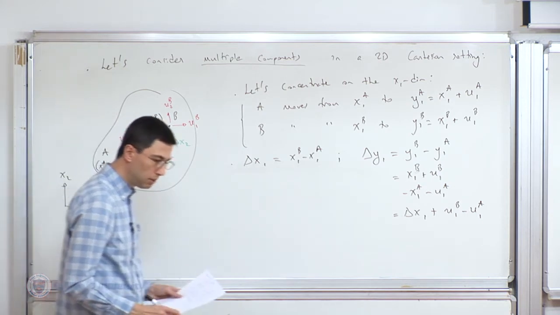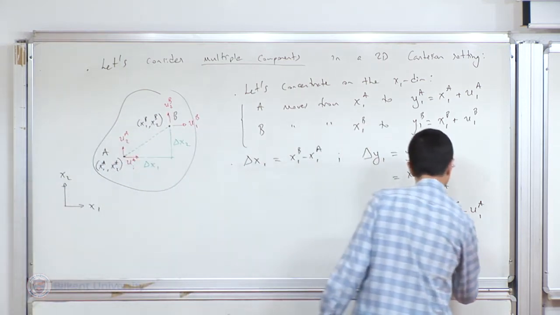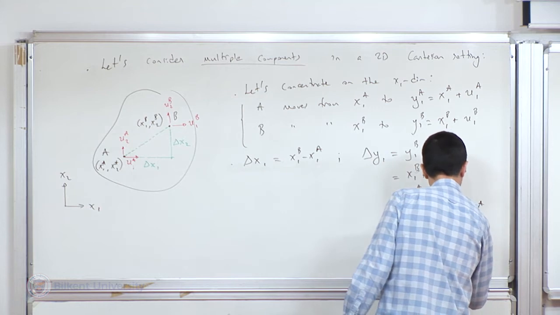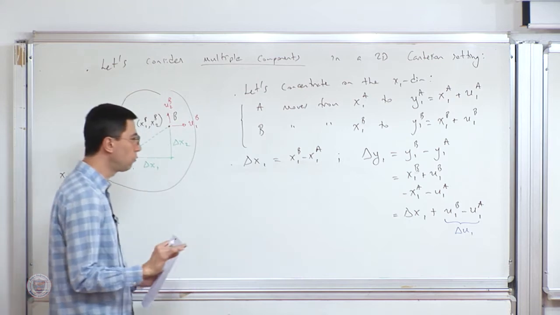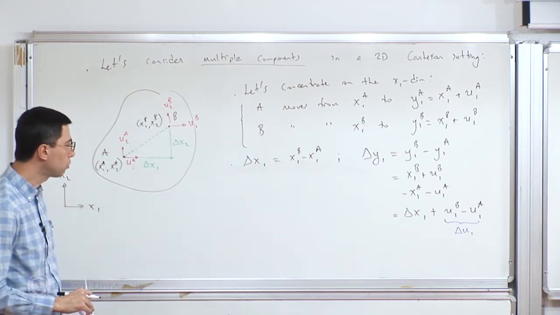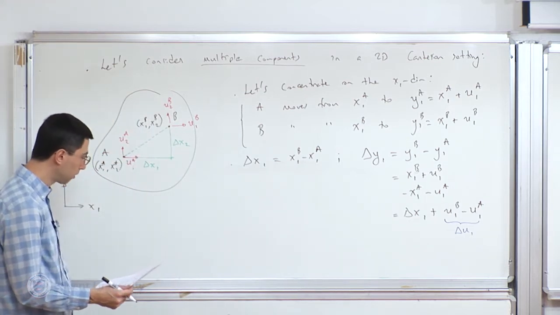Okay, and let us call this delta u1. So that's the difference in the displacements along the 1 direction of the 2 points that I am particularly looking at.